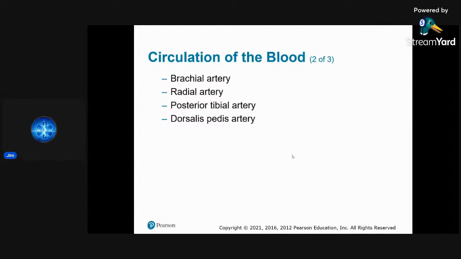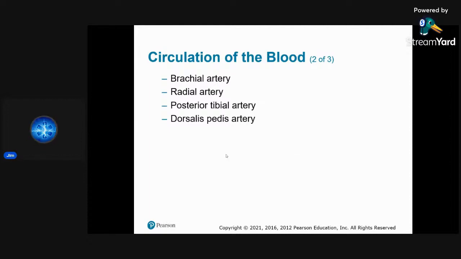Posterior tibial artery is right behind the knee. And the dorsalis pedis artery is on top of your foot. And just a little sidebar or special note, if you have an injury and you are splinting that injury, you're going to feel for a pulse before you splint and after.